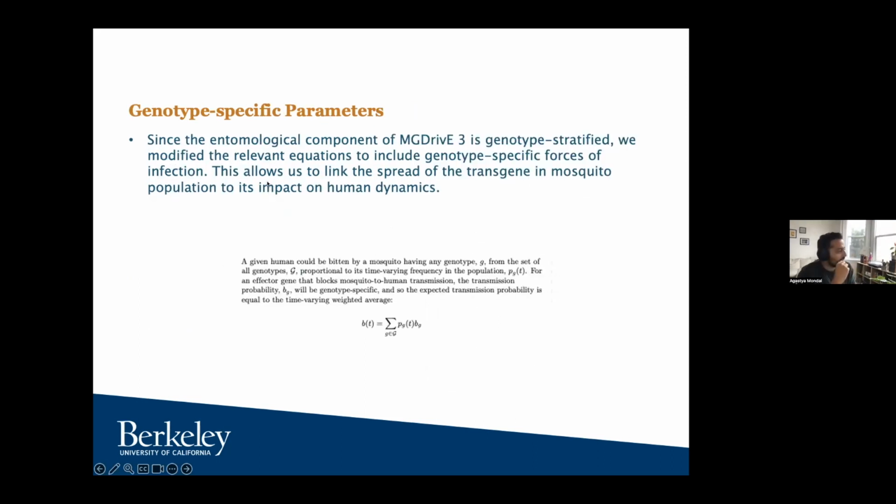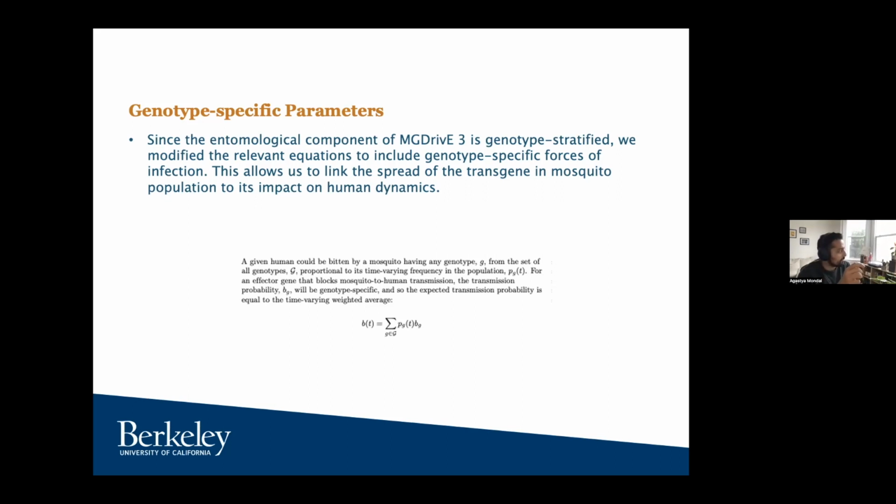So how we modified this to incorporate the gene drive aspect: the entomological component of MGDrive is genotype stratified. So we just include a genotype specific force of infection that gets applied to the human model. Here's the math from the paper, but essentially if you have a set of genotypes, capital G, and then the proportion at a given time in the time step, we calculate the total transmission probability to be the weighted average, and then that gets fed into the force of infection.